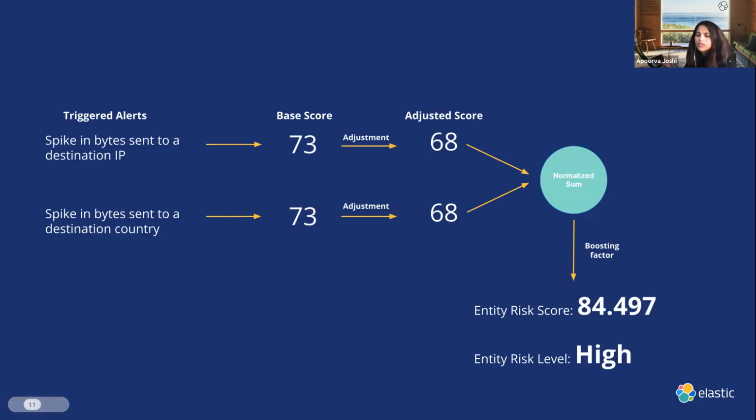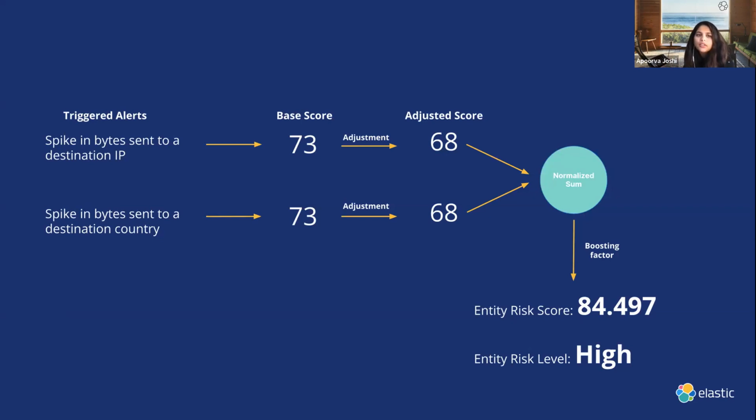So at a high level, this is kind of how our risk scoring capability looks like. It looks at alerts generated when anomalous activity is observed for a particular entity. And when I say entity here, I'm talking about hosts as well as users.